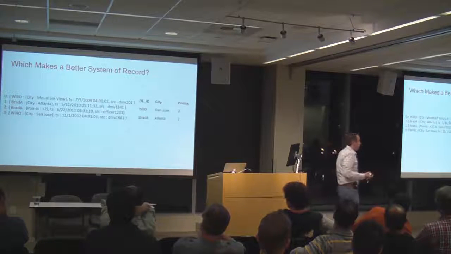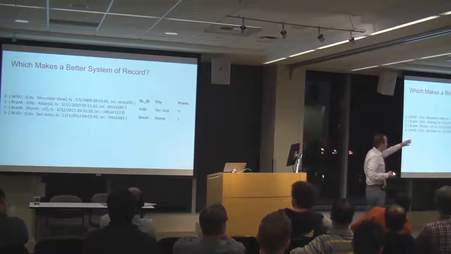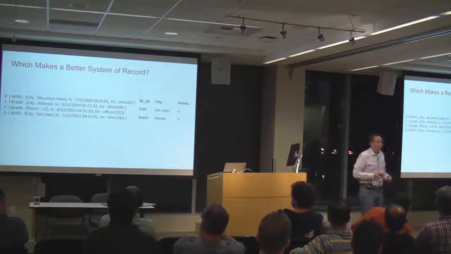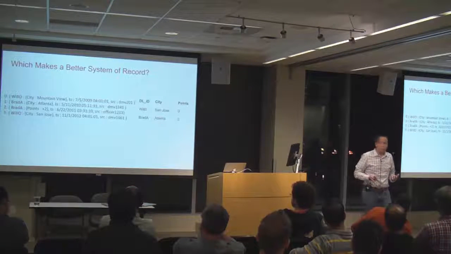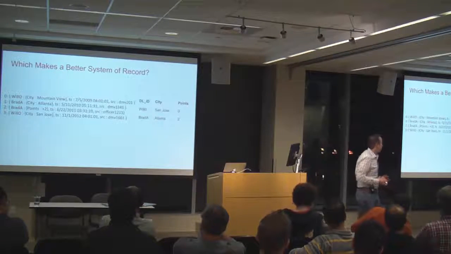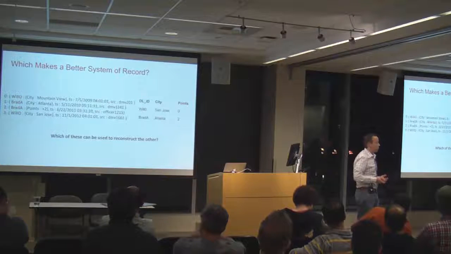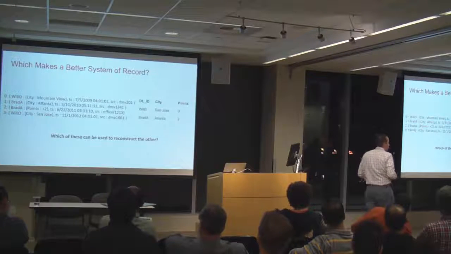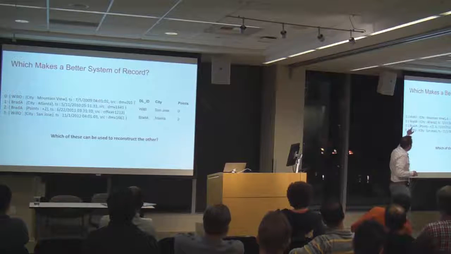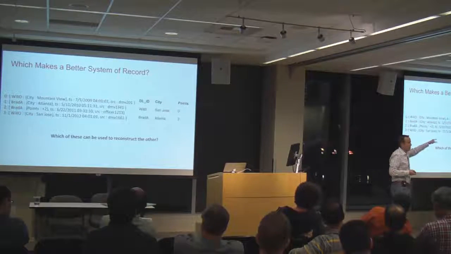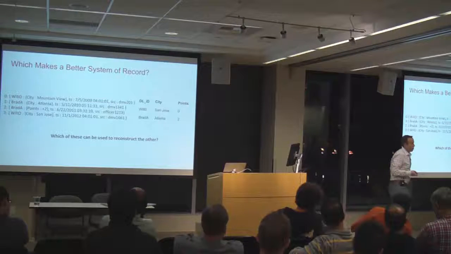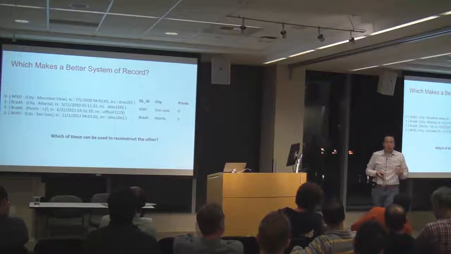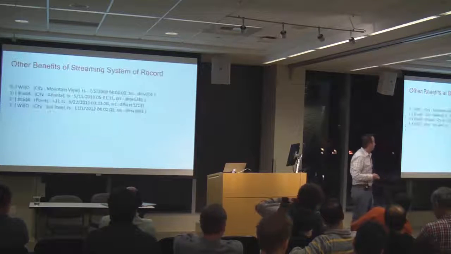So in case you aren't convinced yet, you can look at both of those things and try to decide which one actually makes a better system of record. Well, the simplest question that I can think to ask in deciding that is which of these can be used to reconstruct the other. It's pretty obvious to see that if you look at all of these transactions, you can always reconstruct the state of the database, but you can never go the other way around. You never know how something got to be the way it was.